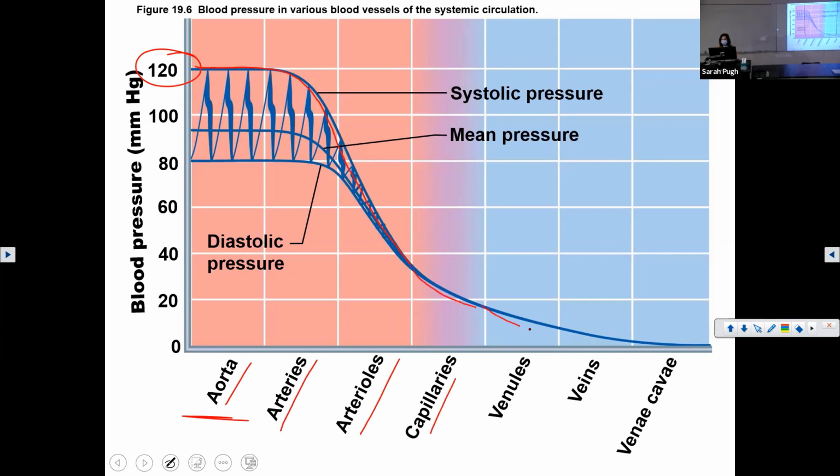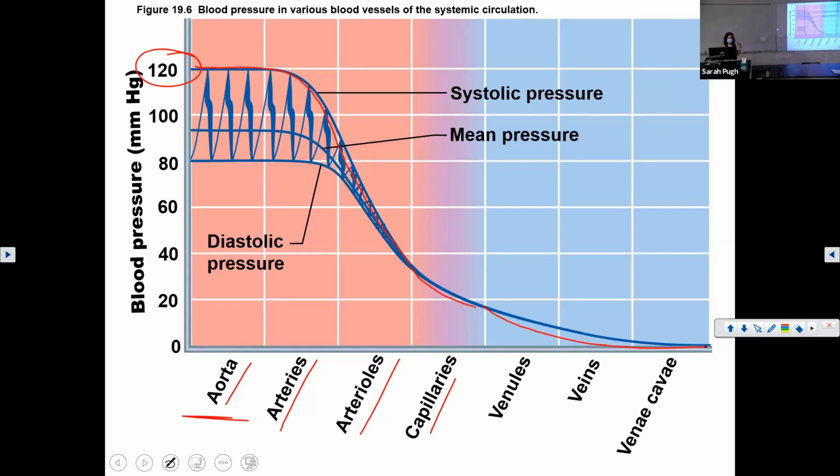And then through the veins, it's much lower, much less pressure, which is why we talked about earlier in this chapter the structural differences between arteries and veins. Remember, the tunica media, that middle layer in an artery, is really thick because there's a lot of pressure here. Whereas the tunica media in veins is much smaller because you don't have as much pressure.